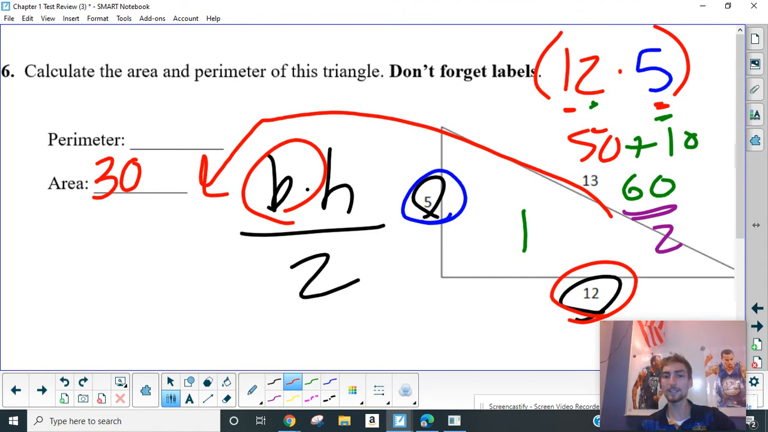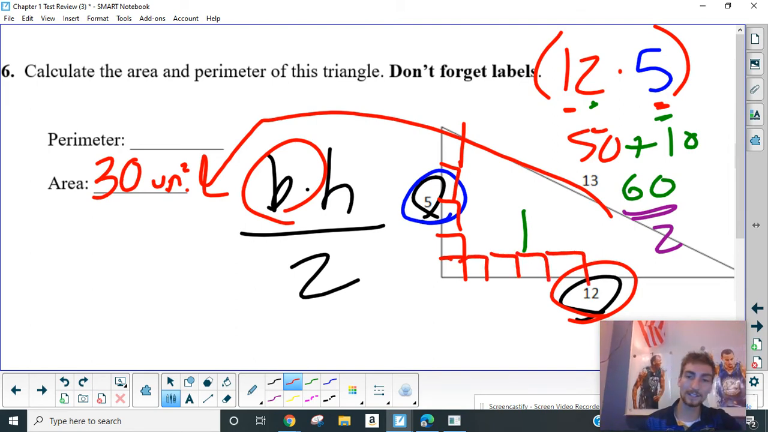Does this one have a label either? No, it doesn't. So again, it's going to be units squared or square units. Just think about it. You could draw little squares in here. You could do 5 up high, and then you could do 12 across.